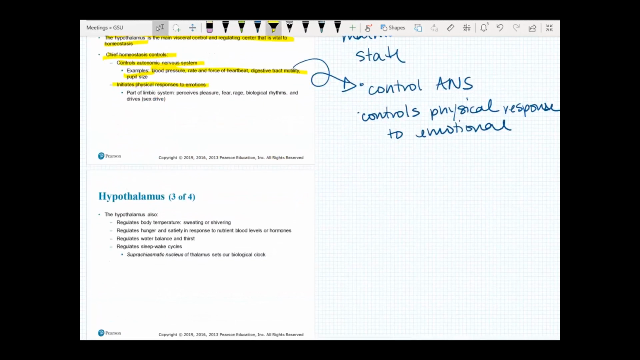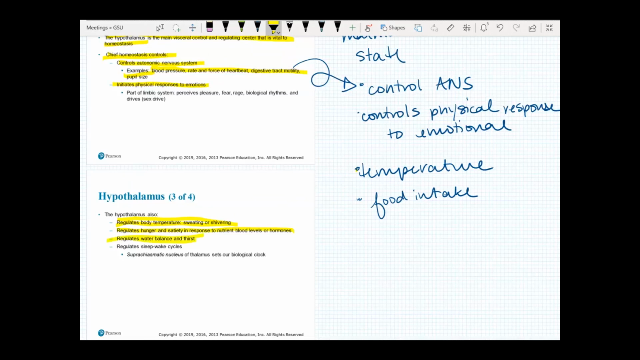Your hypothalamus, besides just those two, also regulates your body's temperature. We talked about this in the first chapter when we did homeostasis, that it was your hypothalamus in your brain that did your temperature. It's also responsible for food intake, whether or not you're hungry, or whether or not you're full. So that's important.